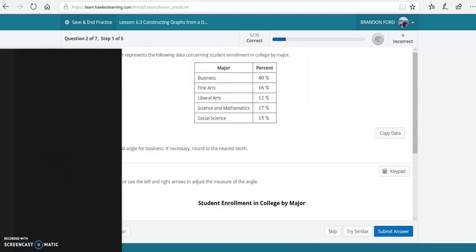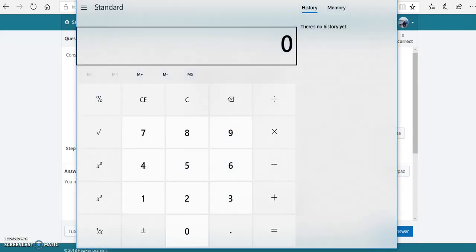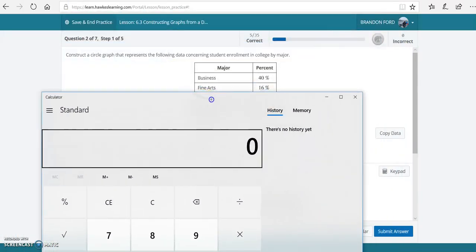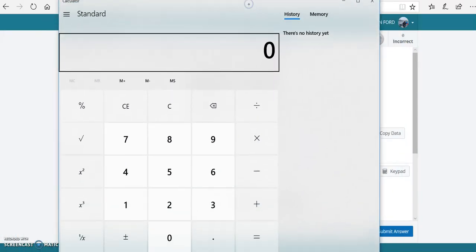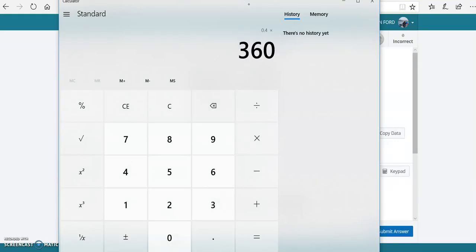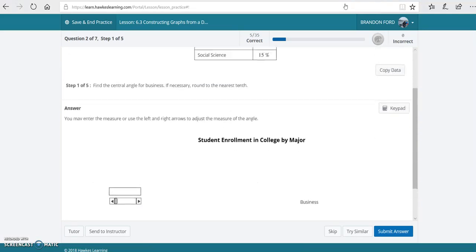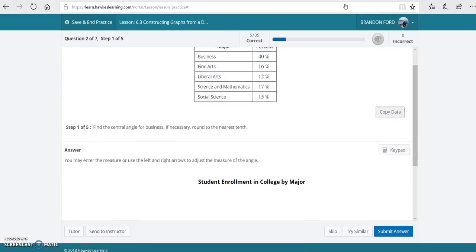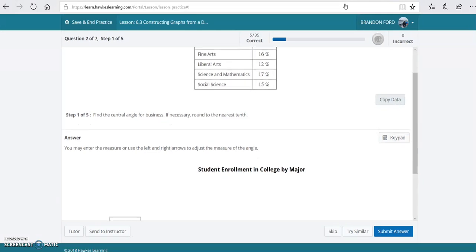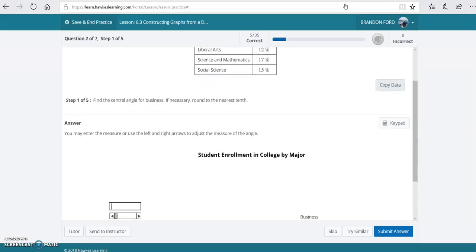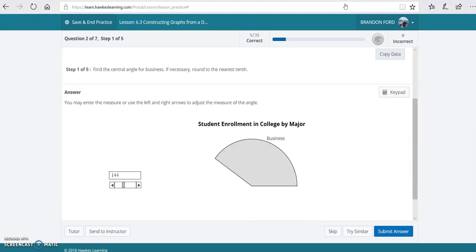Let's go ahead and open up our calculator. You are welcome to use your calculator in this. So let's multiply our 0.4 times 360. That gives us 144 degrees for our central angle. So now that is for business. Oh, but I didn't read the instructions. Oh, yes, I did. Find the central angle for business. So we just found out that was 144. Now notice that this is going to be a 144 degree angle right here over this central angle.